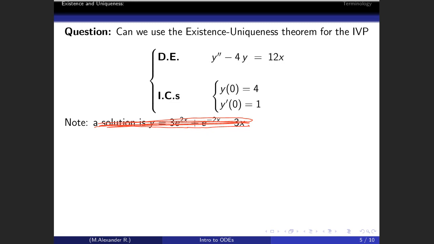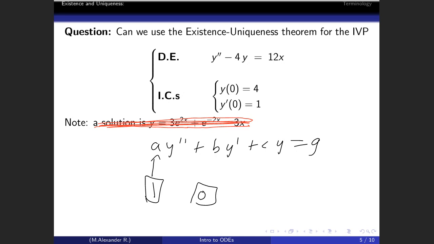Okay, so remember that we have a y double prime plus b y prime plus c y is equal to the g function. And so we need to identify the different pieces here. The a function is going to be 1. The b function is going to be 0. There is no b. And then the c function is going to be -4. And then the g function is going to be 12x.